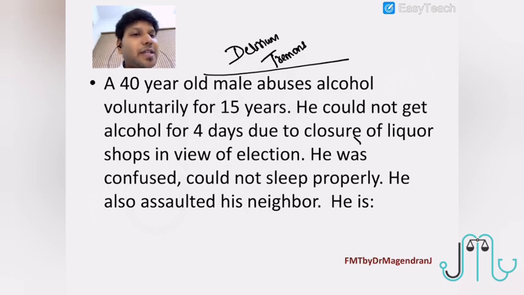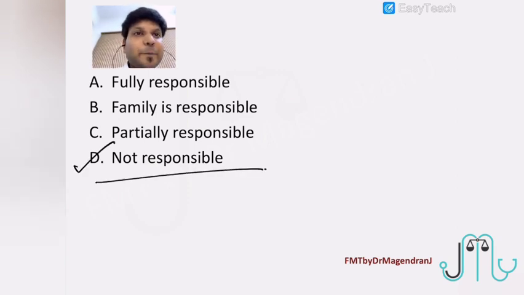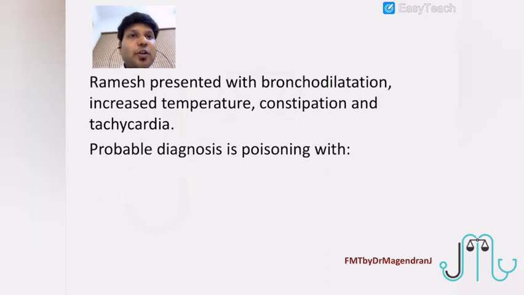But in this confused state, he assaulted his neighbor. Is he fully responsible, is his family responsible, is he partially responsible, or is he not at all responsible? If a person commits a crime under delirium tremens, will he be responsible or not? The person is not responsible for the crime, because under delirium tremens, the person is in acute insanity, an acute confusional state. The person won't be able to know whether what he is doing is right or wrong. That's why he is not responsible at all.